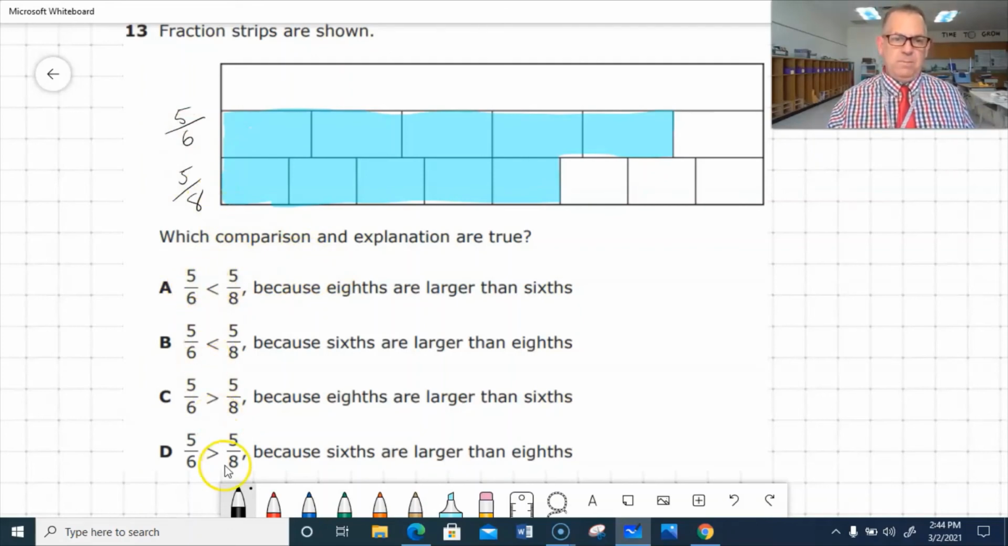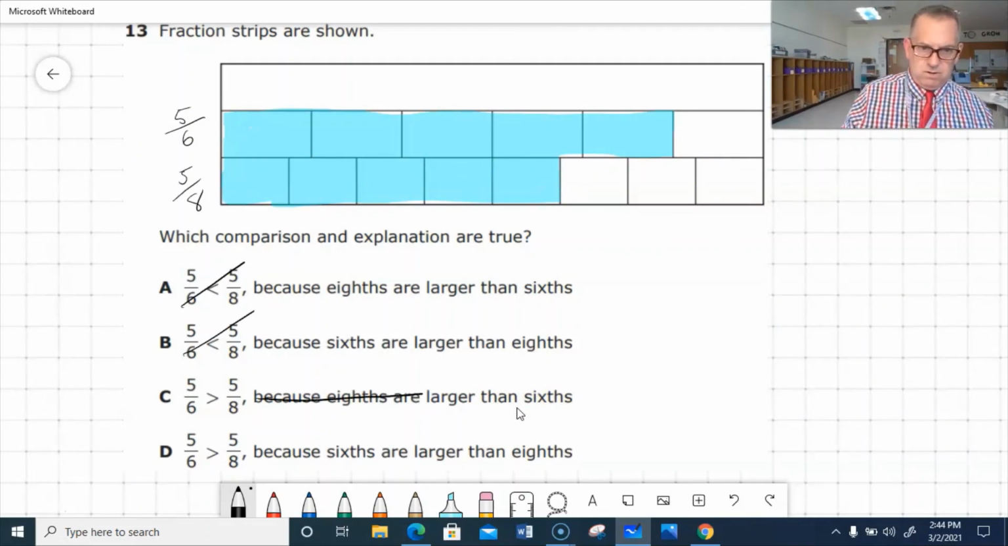First thing I do is go ahead and eliminate any of the answer choices saying 5/8 is larger than 5/6. So right here, this is not a true statement, and this is not a true statement. But I have C and D down here that's saying that 5/6 is larger than 5/8. That's true. 5/6 is larger than 5/8. So now we'll go ahead and look at the explanation. Right here it says because 8s are larger than 6s. We look up here, we see that 8s are actually smaller than 6s. So that is not true. This part is not true right here.